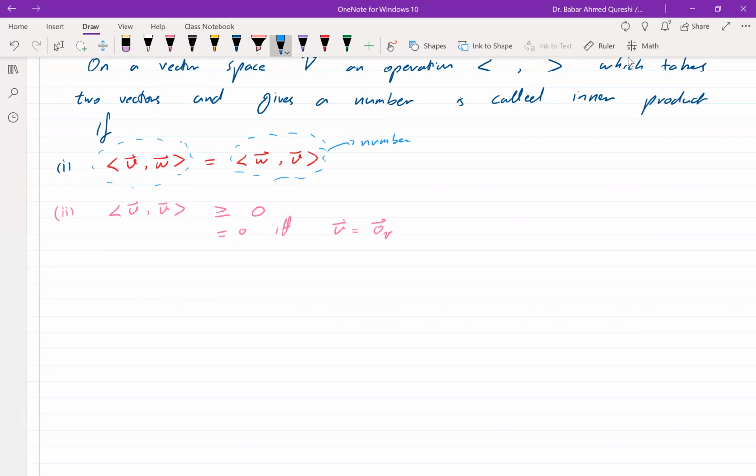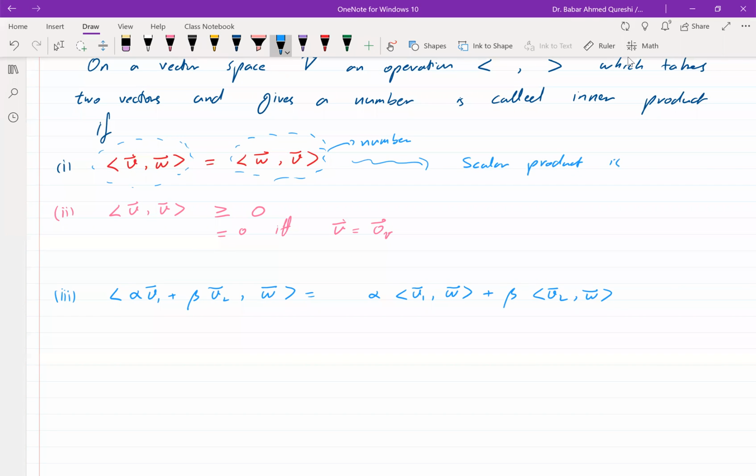Finally, you want the linearity: alpha V1 plus beta V2, this splits. Now you just have to write it on the left hand side, and now you know that this linearity will hold on the second argument as well, because it's symmetric. This property is also called that the scalar product is symmetric, just a name.